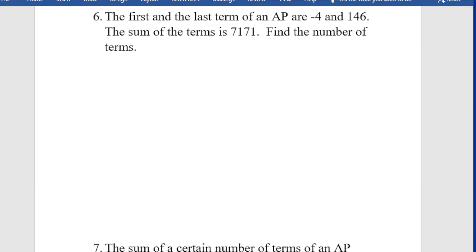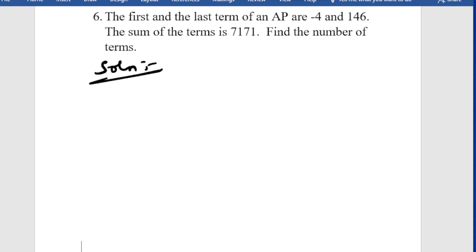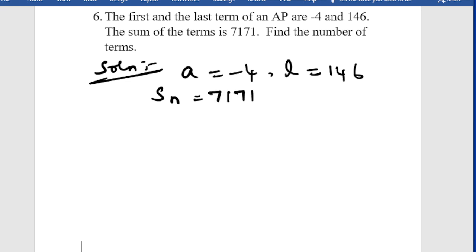The first and the last term of an AP are minus 4 and 146. The sum of the terms is 7171. Find the number of terms. So here we have to find the total number of terms in the given sequence. What is mentioned in the question: the first term is minus 4, and the last term, which we always represent as L, is 146, and the sum of the terms, that is Sn, is 7171. We have to find the total number of terms in the given sequence.